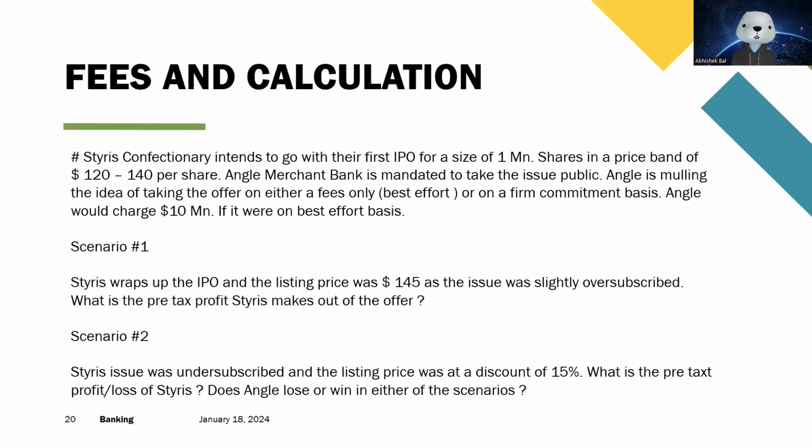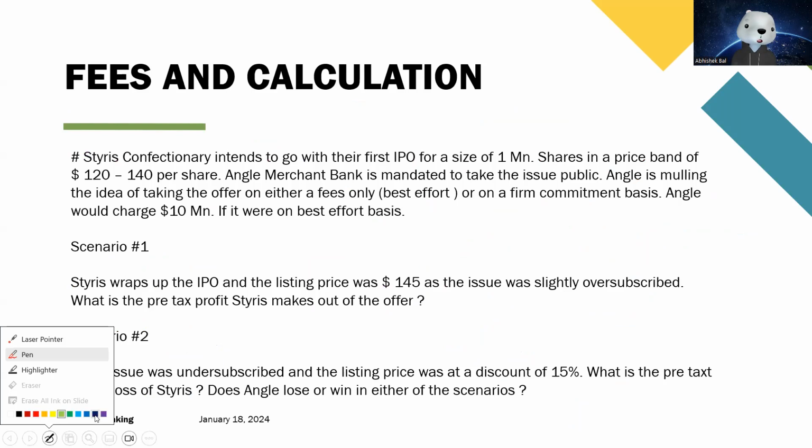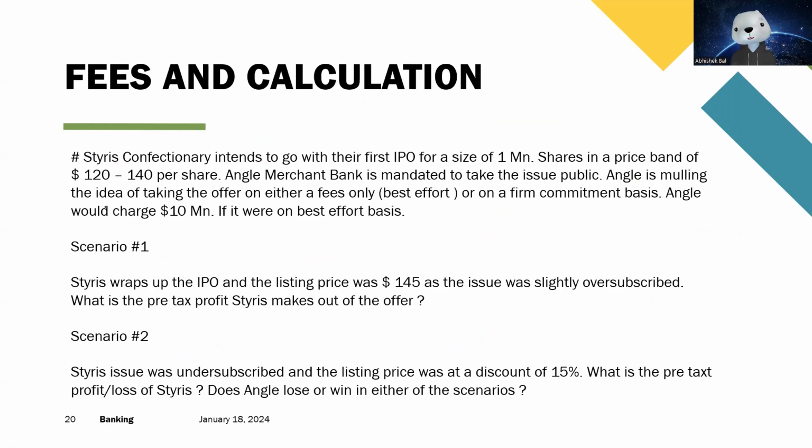Okay, so after having done so much of our theory, let's get into a few of the mathematics here. So the first problem that we are going to address is that of Stylist Confectionery. So let's read out the problem. Stylist Confectionery intends to go public with the first IPO with a size of 1 million shares in a price band of $120 to $140 a share. Angle is the merchant bank here, so that is the IB here, mandated to take the issue public.